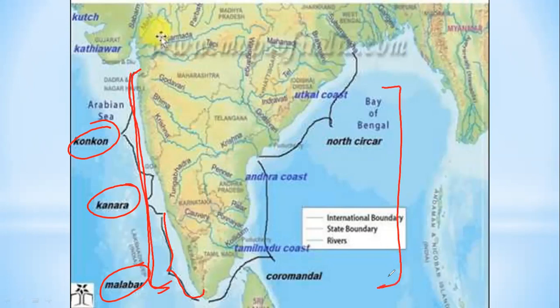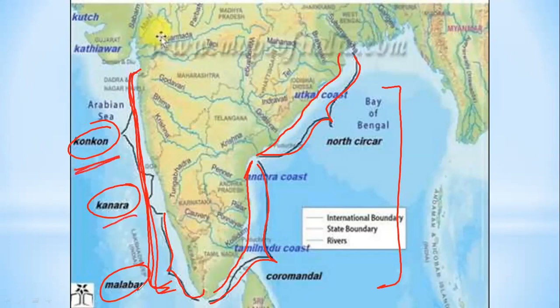In eastern coastal plains, part of Odisha and Andhra Pradesh forms northern Sarkars. Further, part of Andhra Pradesh and Tamil Nadu forms the Coromandel coast. So through this map, I hope it is clear that the western coast is divided into three sections and the eastern coast is divided into two sections, and which states fall under which category.